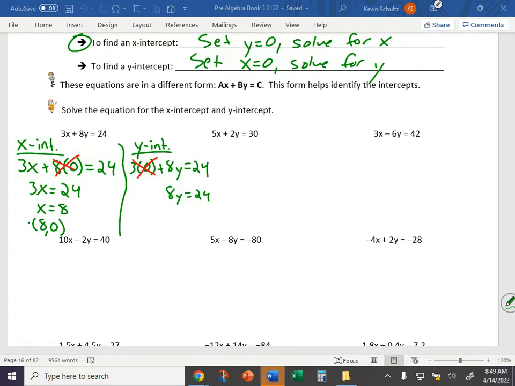8y equals 24. Divide both sides by 8, get y by itself. And y is equal to 3. So our y-intercept is (0, 3). Okay. Questions on that process?